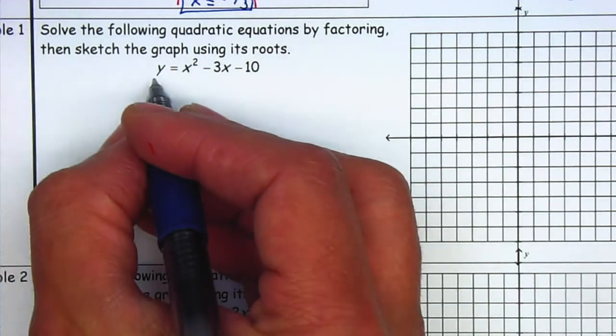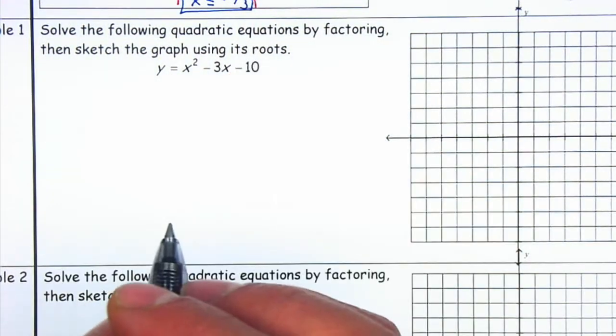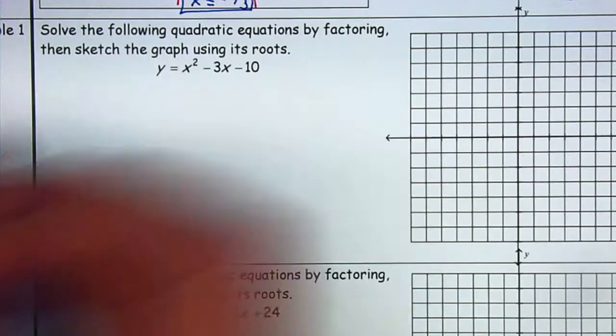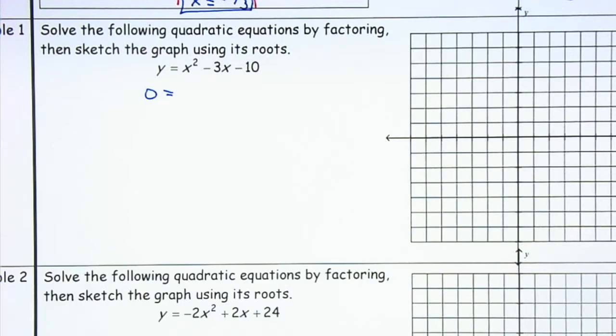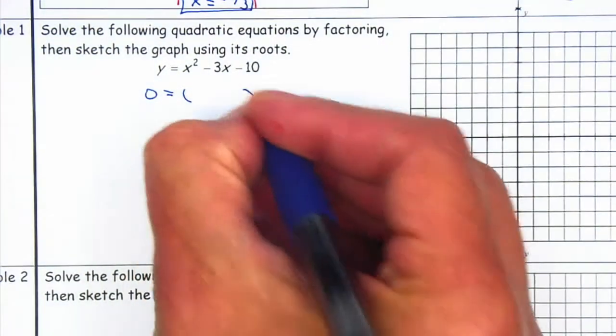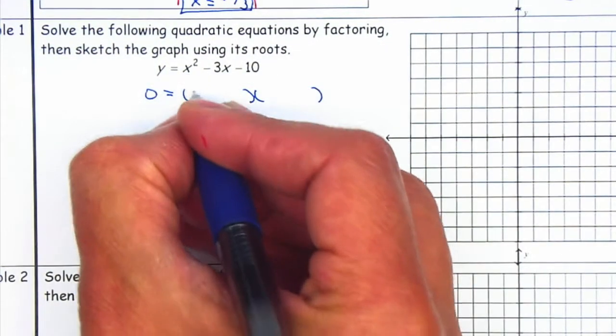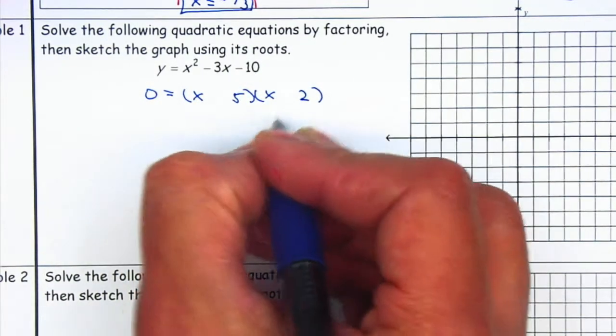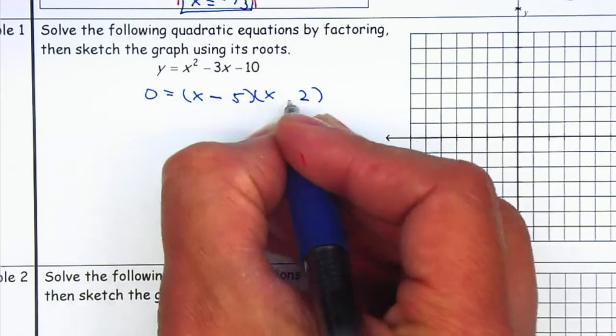First, we're finding the roots, which is the same thing as x-intercepts. So I'm going to replace the y with a 0 to find the x-intercepts. I'm going to factor this out. Factors of x squared will be x and x. Factors of 10 will be 5 and 2. I'm going to make the 5 a negative, and the 2 a positive.